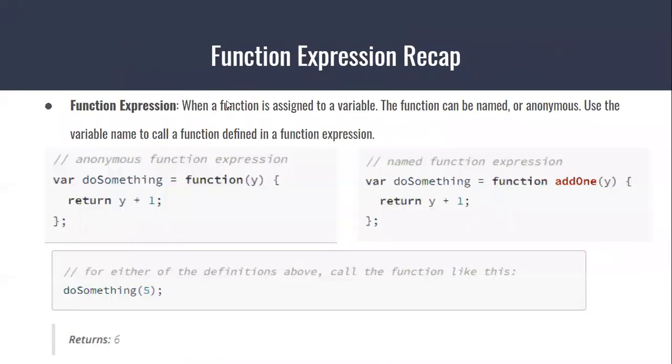Functional expression recap. We're near the end of this, so hang in there. Functional expression recap. When a function is assigned to a variable, the function can be named or anonymous. Use the variable name to call a function defined in the functional expression. This is an anonymous functional expression. Do something. This is the function. It does y plus 1. This is the named functional expression. So it has a name, add 1, so it's named. But really, at the end of the day, it does the same thing.